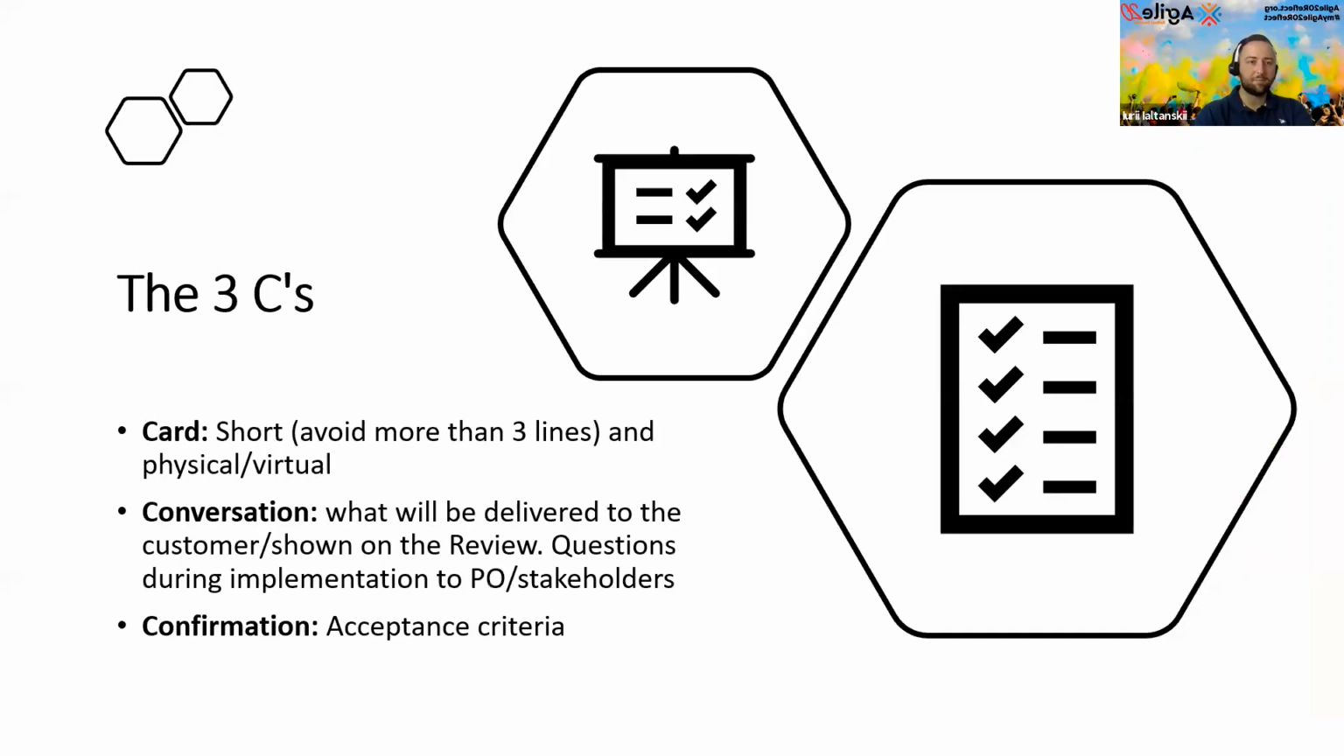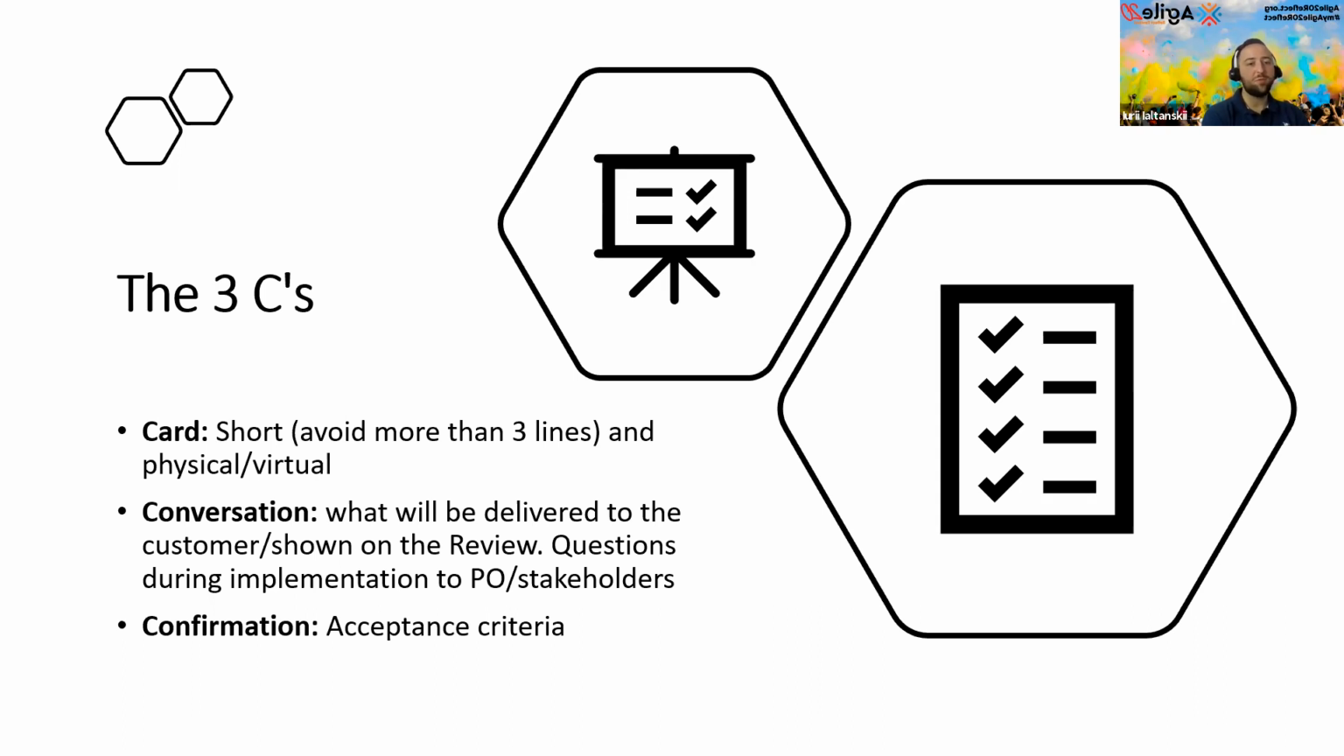Okay, guys. Now, we have another concept that is called the 3 C's. When we talk about user stories, we say that in fact, it should contain the 3 C's. So what are these 3 C's? The first one is the card. It should be short, and the card could be physical or virtual. No problem with this.